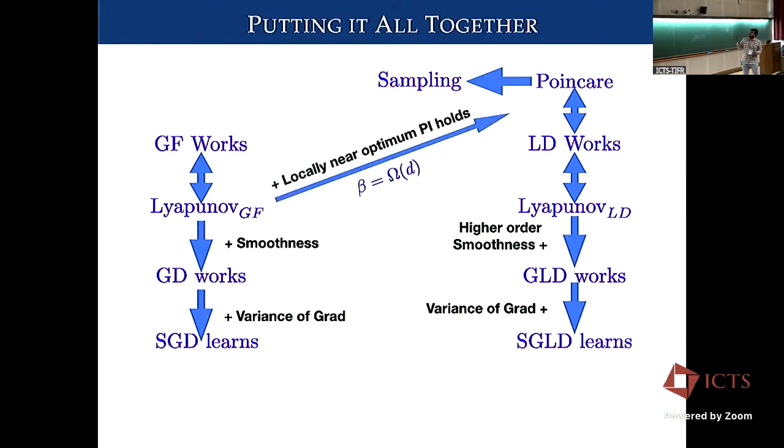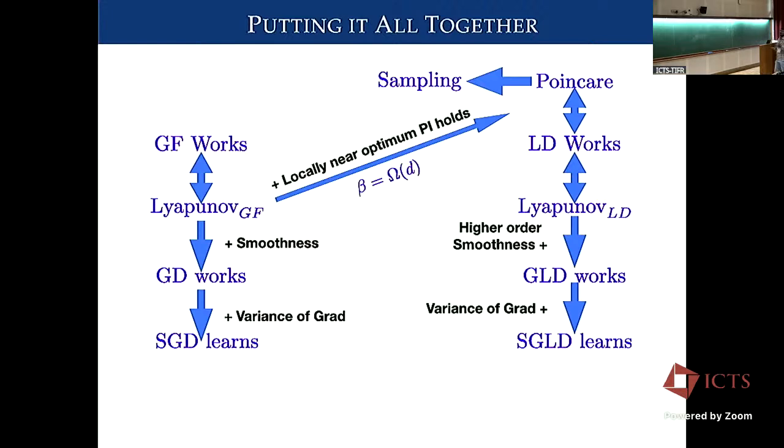All right. So what we can also show is that if you have the Lyapunov potential for gradient flow, then it also implies that Poincare inequality holds. And of course, when you want to do this, you need some conditions. So first is that the temperature has to be omega of D or larger.